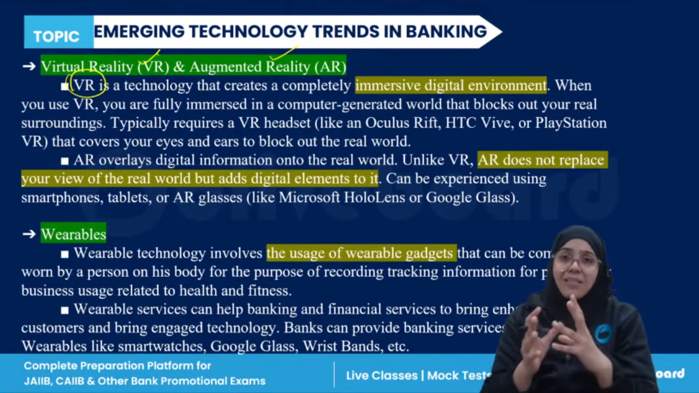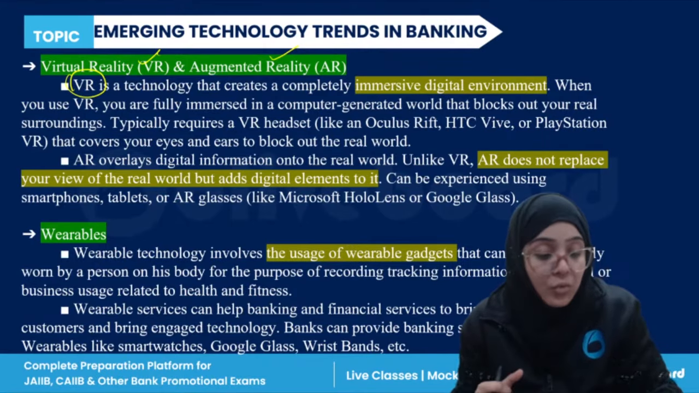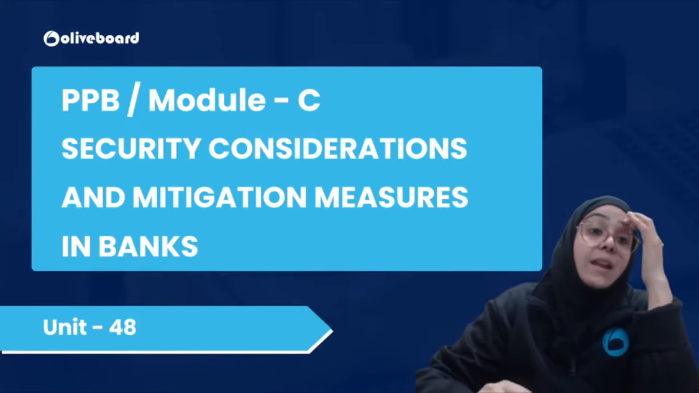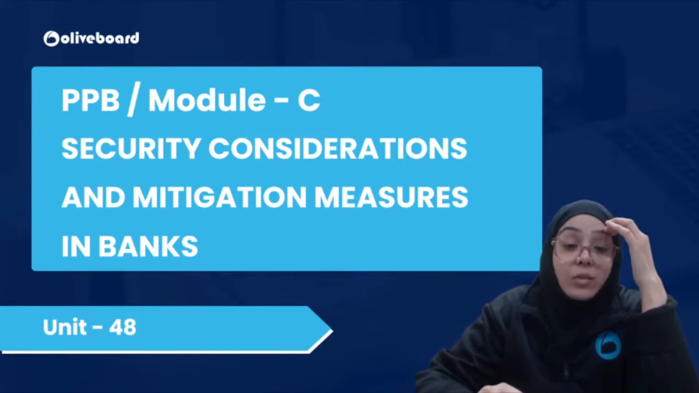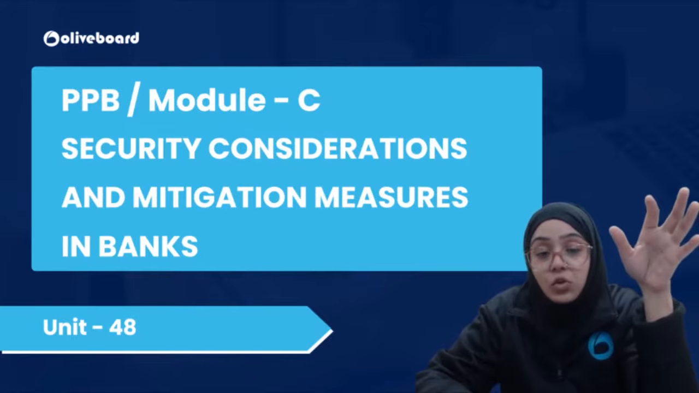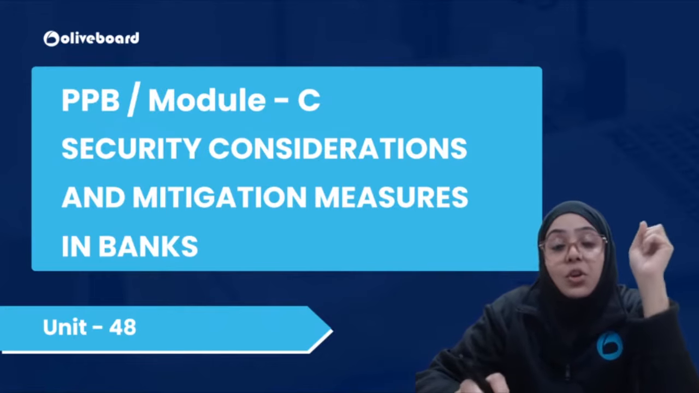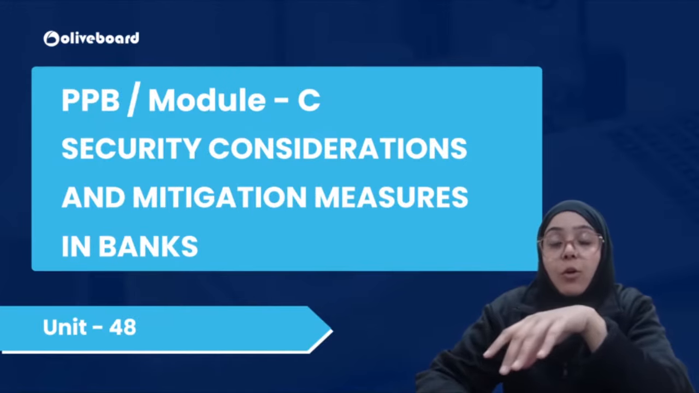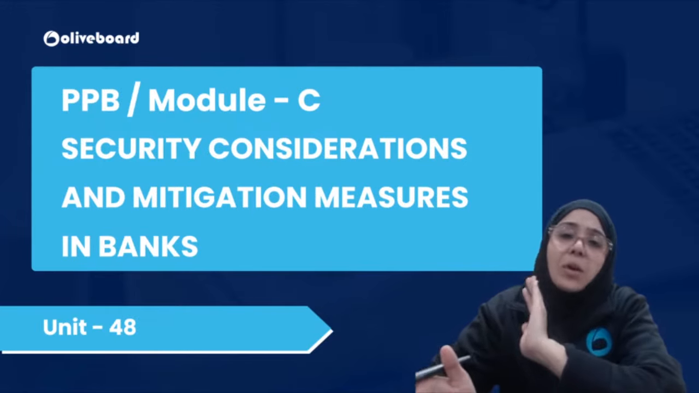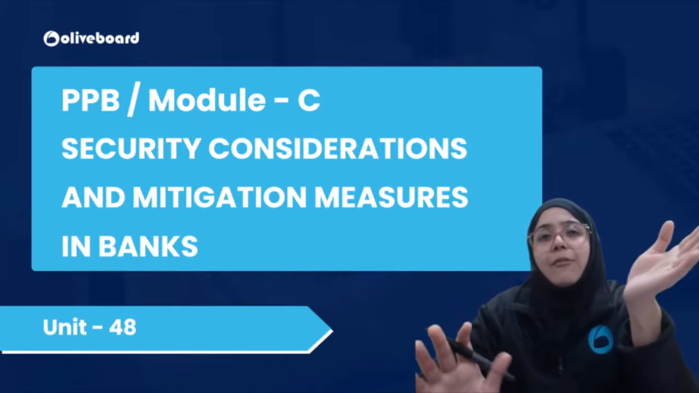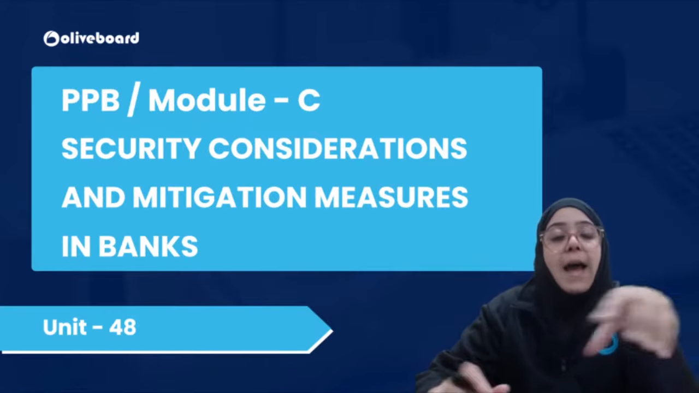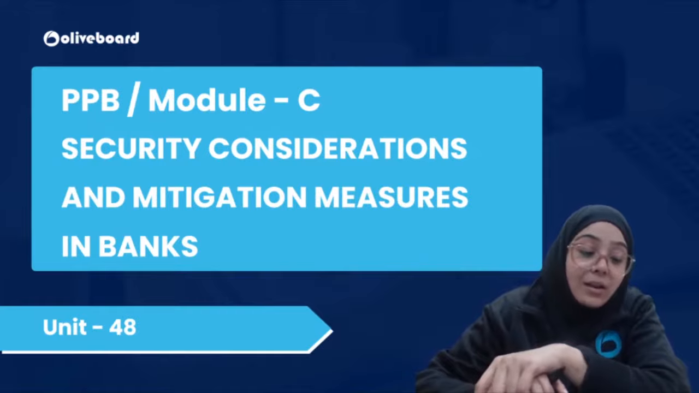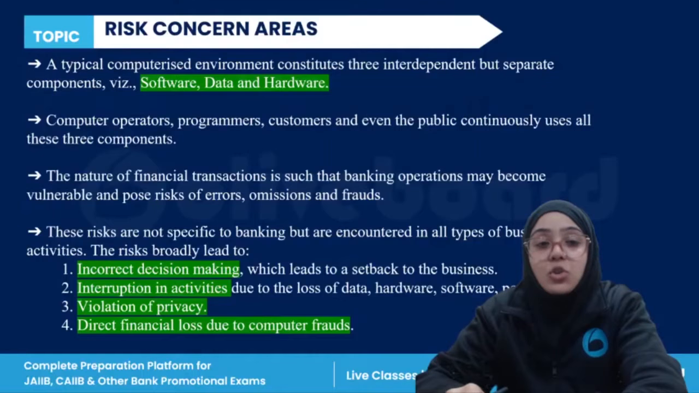Clear? So these are some of the emerging technology trends in banking, and we are now going to discuss Unit 48 of PPB Module C, that is Security Considerations and Mitigation Measures in Banks, right? So this is the topic, Unit 48. We are about to complete the syllabus, with approximately 5 to 6 more chapters, and then we finish the syllabus, right?